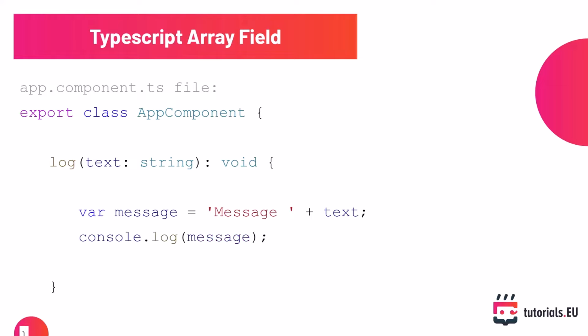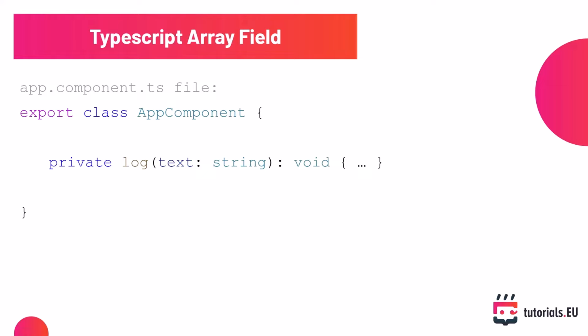Now let's call the log method of the console class to display the message on the browser console. It looks just like in JavaScript, right? Methods are public in TypeScript by default, that's important. So if you want to make it private, we have to add the private access modifier.